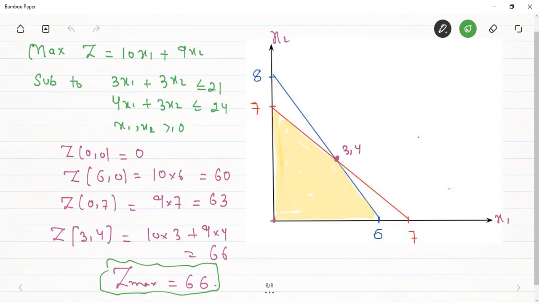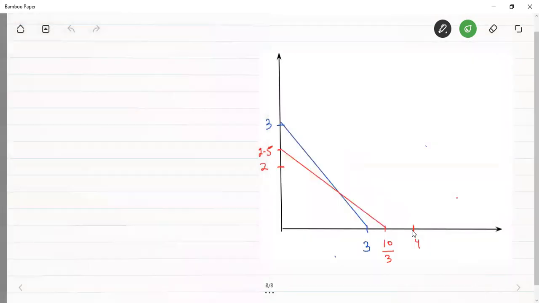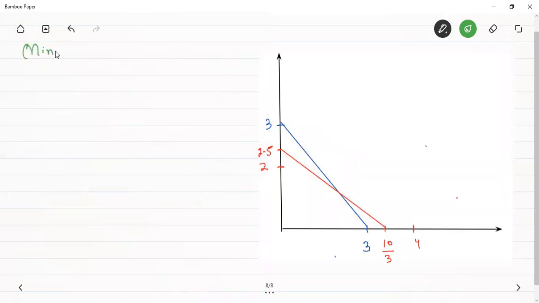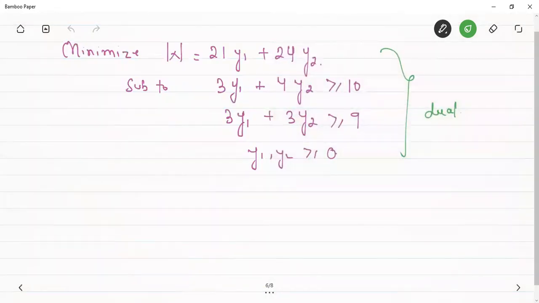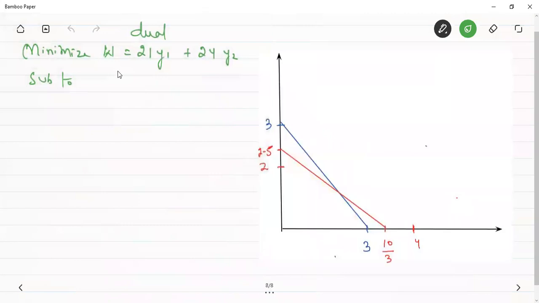So coming on to the dual problem now. Now we can see that the dual is: minimize w equal to 21y1 plus 24y2 subject to the constraints 3y1 plus 4y2. The second constraint was 3y1 plus 3y2.